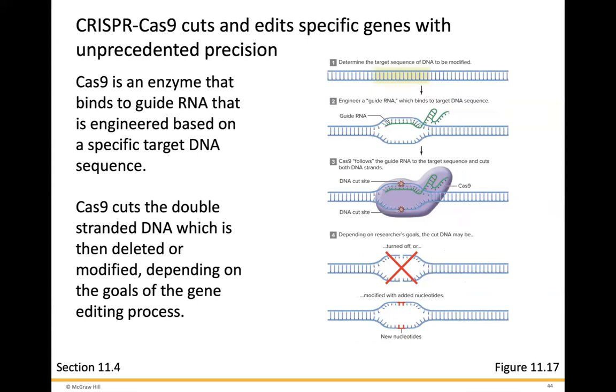We can also do what's referred to as genetic editing, and some of you may have heard of this, which is referred to as CRISPR-Cas9. CRISPR-Cas9 cuts and edits specific genes with unprecedented precision. Cas9 is an enzyme that binds to guide RNA that is engineered based on specific target DNA sequences. Cas9 cuts the double-stranded DNA, which is then deleted or modified depending on the goals of the gene editing process.